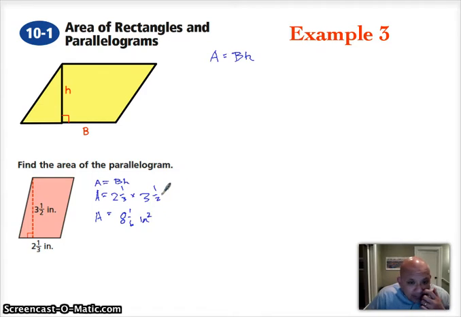Of course, in between this step, this line, and this line, there are a couple different steps. We're making these into improper fractions and multiplying the numerators, multiplying the denominators, converting it back to a mixed number to where we have 8 1/6 inches squared.